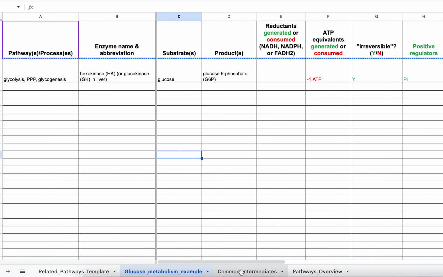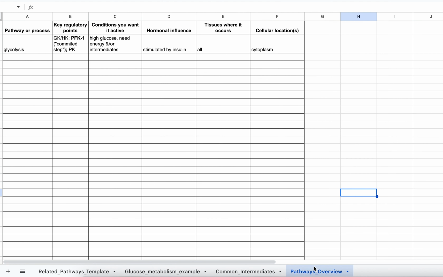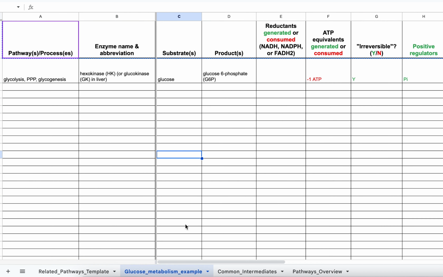And as you find different instances of an intermediate popping up, then you can add a row in your common intermediates table, saying, oh yeah, we can also do this with that. And then keeping the whole big picture overview: when do we want to do various processes? And why might we want to go one direction versus another? As to how you actually go one direction versus another, well, then we have to get down into the nitty gritty, things like our allosteric regulators and hormonal control of these individual steps.